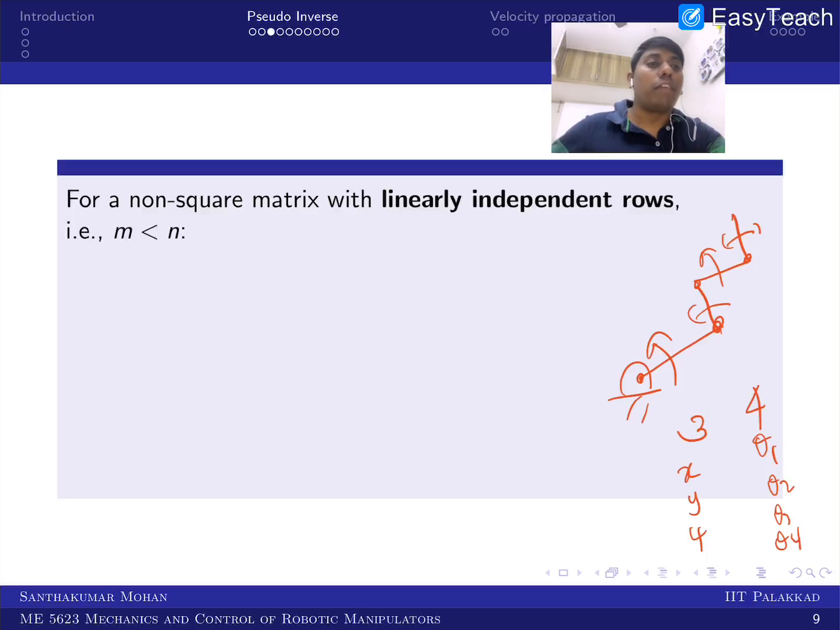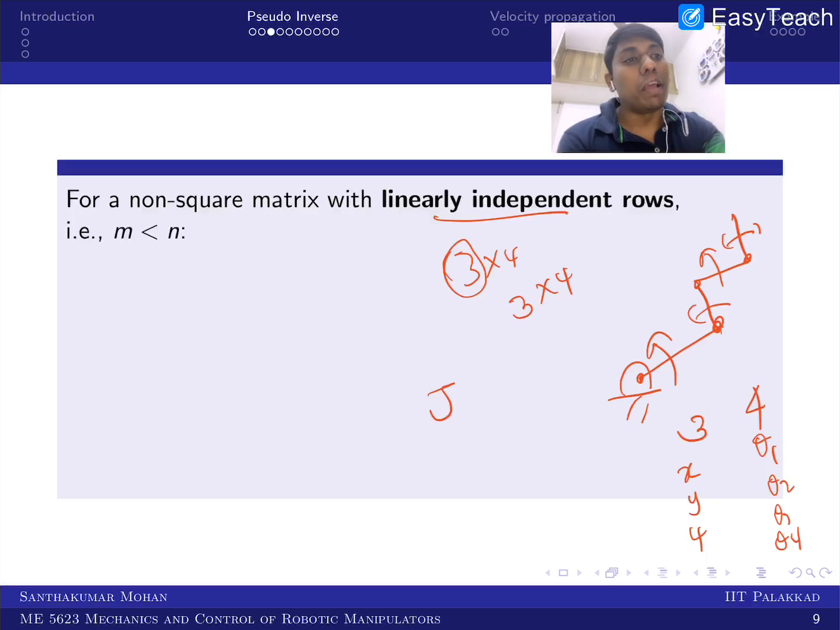In this case, the linearly independent rows are possible, so it is 3 cross 4, and the maximum rank is 3, which indirectly means the number of linearly independent rows. So the smallest size of the square matrix would be 3 cross 3. Then I can see 3 cross 4 multiplied with 4 cross 3, and then you take the inverse. So this is J and J transpose you are taking. So this is what we are doing.